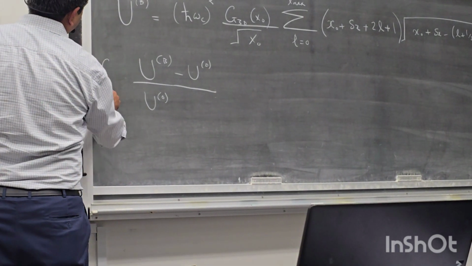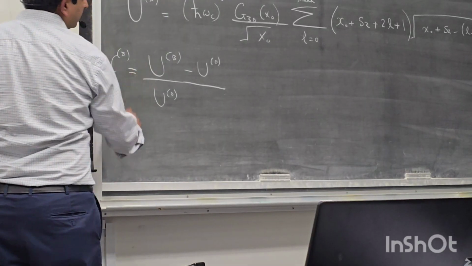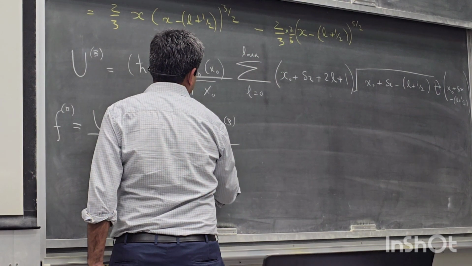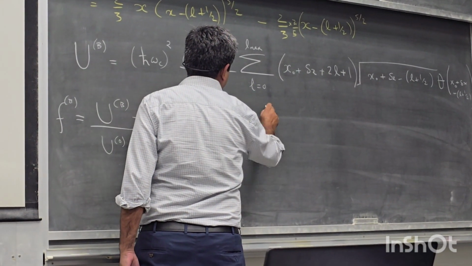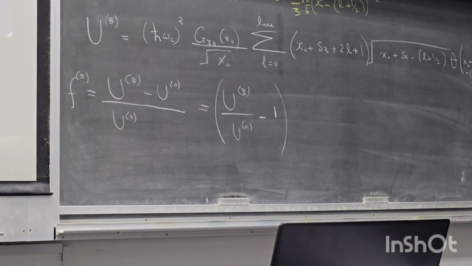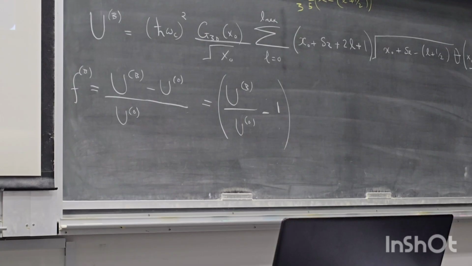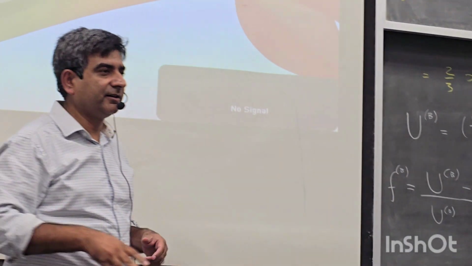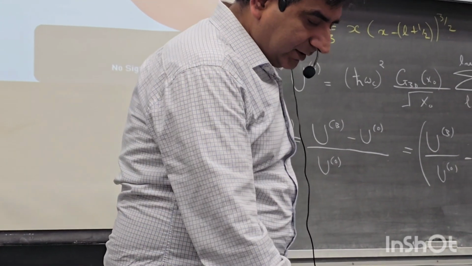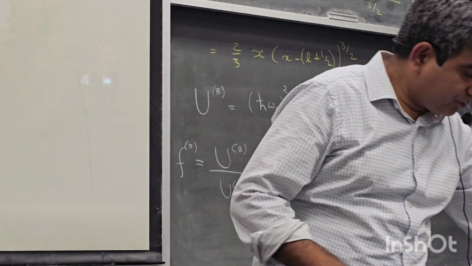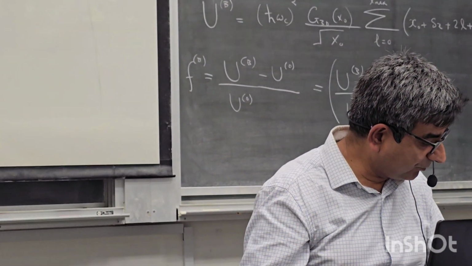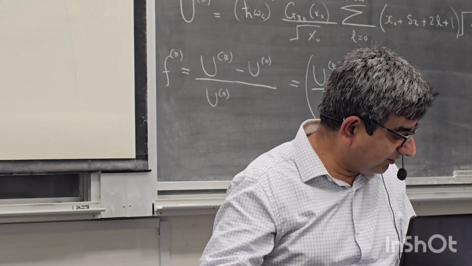And I call this, for convenience, some factor F_B. So I really would like to plot U_B over U_0 minus 1. Let's plot this. This is the fractional change in the total energy in the presence of a magnetic field of this sea of electrons which are not interacting and have been subject to a magnetic field. So now I will shuttle between the blackboard and some graphs. Let me see if I'm able to do this properly.